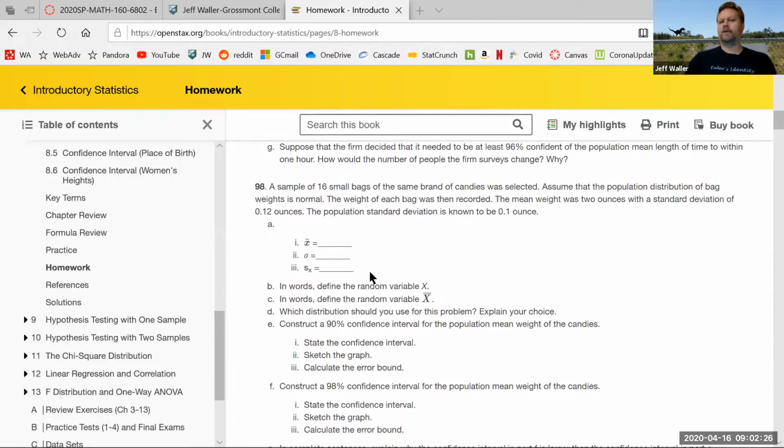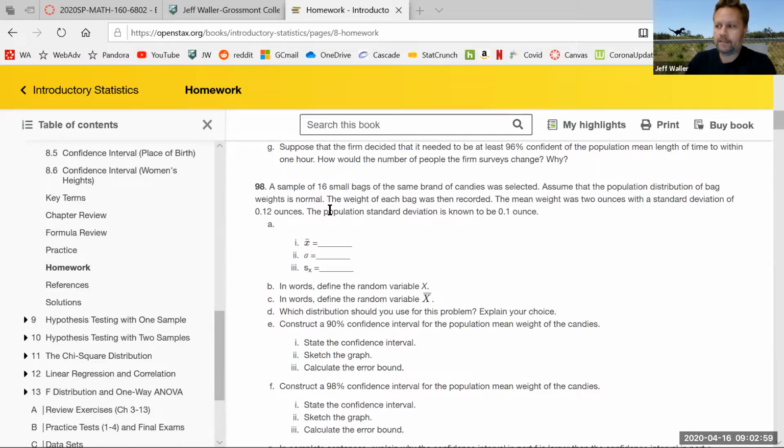Looking at 98 right here. What's X bar? It's the sample mean, which is right there, right? 2 ounces. What's the population standard deviation? Population standard deviation is 0.1 ounce. And what's the sample standard deviation? That's what that one is, right? What would it be for this problem? Anybody? What's the sample standard deviation for number 98? Hannah's got it.